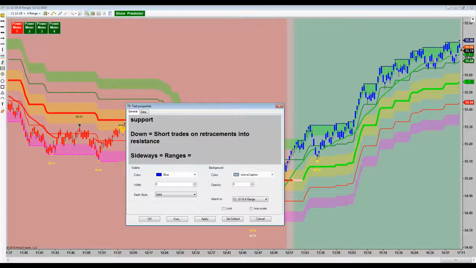Yes, you buy support within the range. So you're buying, and or selling inside of the range.